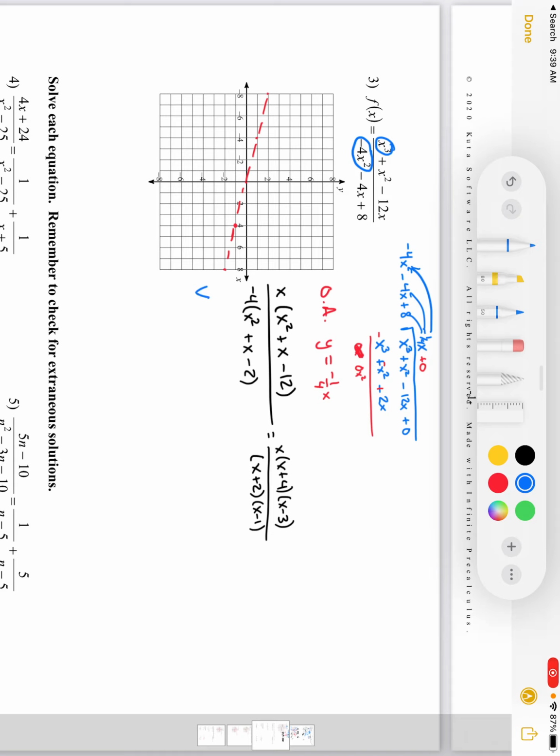So our vertical asymptotes are x equals, I'm sorry, I forgot the -4. So x equals -2, and x equals 1. The x-intercepts are (0, 0), (-4, 0), and (3, 0). Again, anytime (0, 0) is your x-intercept, that is also your y-intercept.